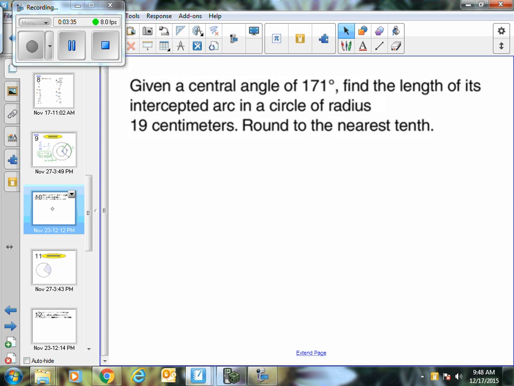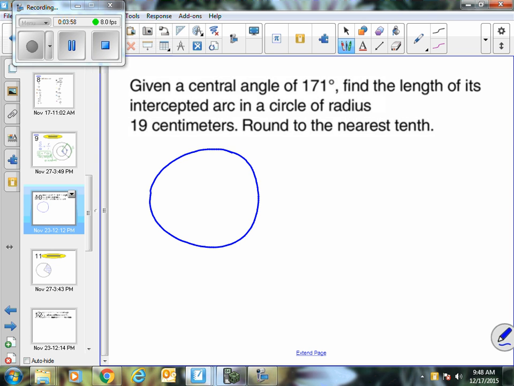All right, so let's talk about how a formula like this is going to help you find something. We're going to look at applications like how far a pendulum swings, or maybe if a road curves, how could we figure out the length of the distance traveled on that road if we know the angle and we know the radius of the circle. So lots of different applications out there. I'm going to have you go ahead and draw this circle that they're talking about. Draw a circle with a radius of 19, so 19 centimeters. And they say that there's an intercepted arc where the central angle is 171 degrees.